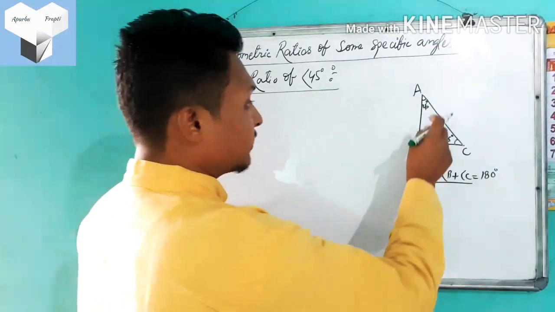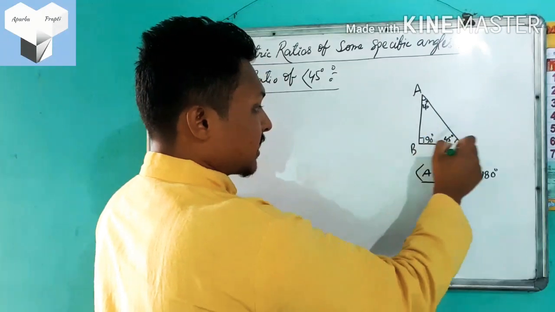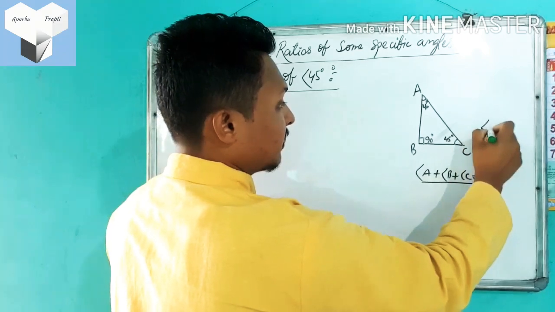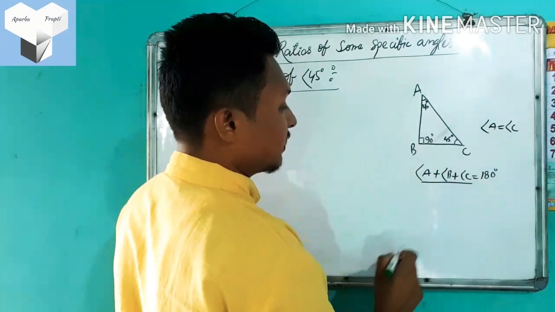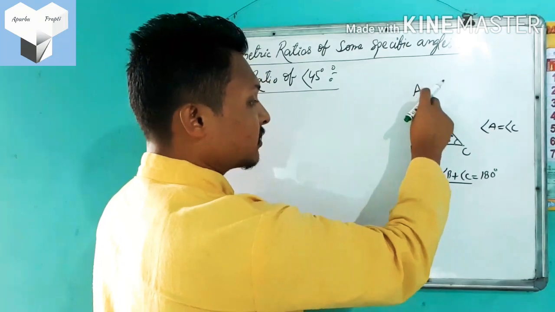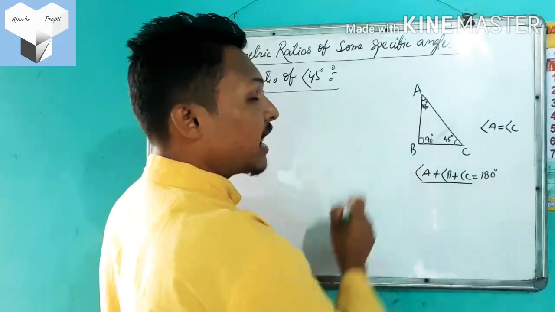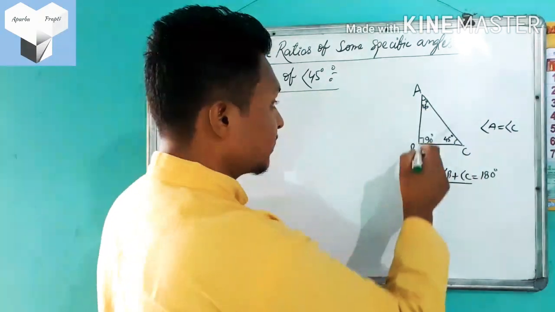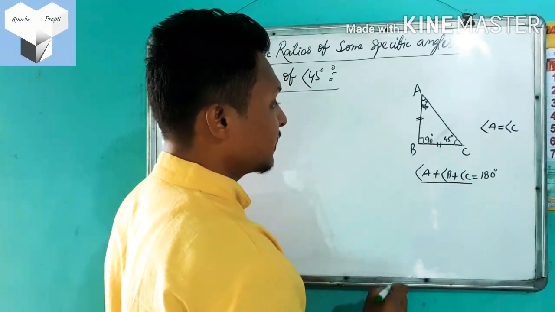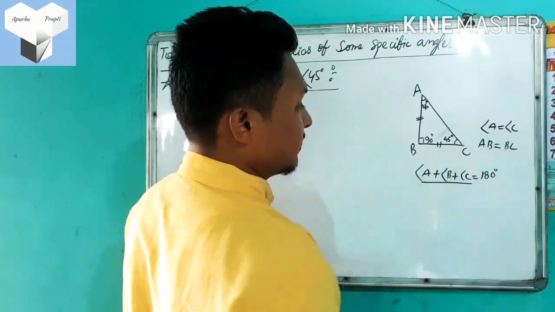Now guys, here an interesting fact occurs. Listen, this is a right angle triangle and here two angles are equal in measure. That means angle A is equal to angle C and they measure 45 degree. So when two angles of a right angle triangle are the same, that means equal in measure, then it will be an isosceles triangle. For this, the length of this perpendicular and the length of this base will be the same. That means AB is equal to BC.